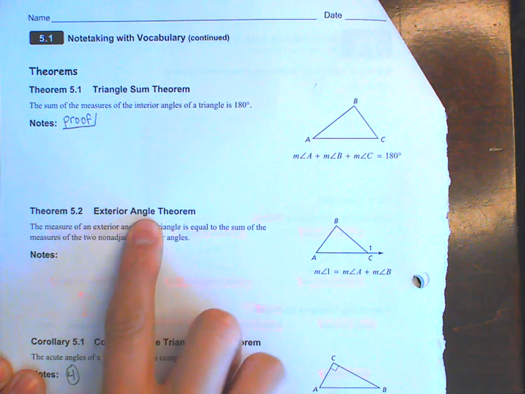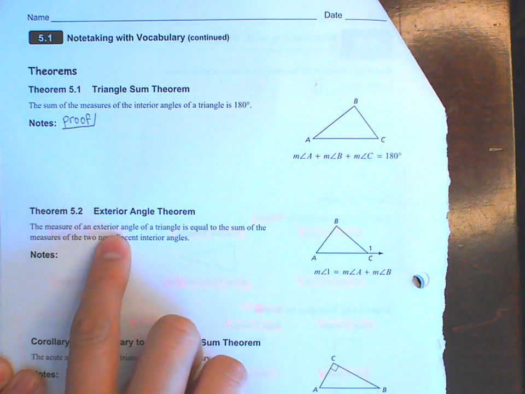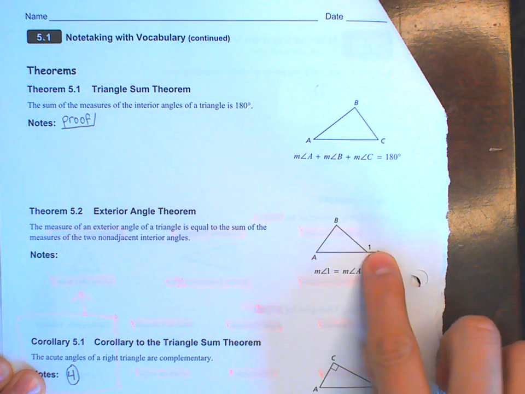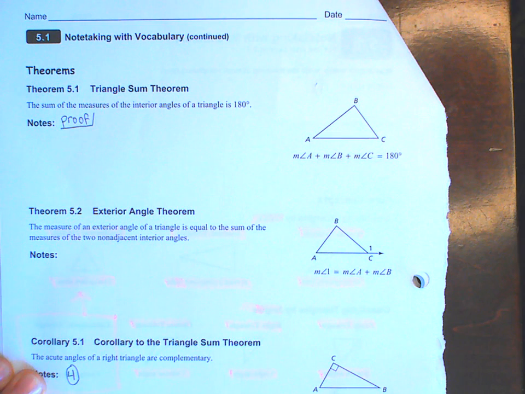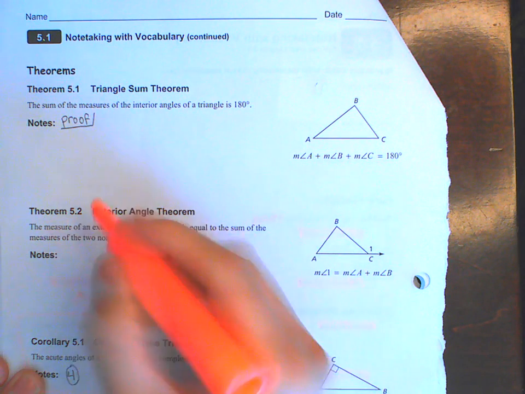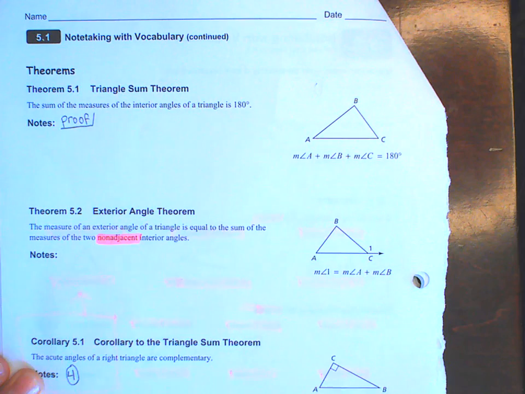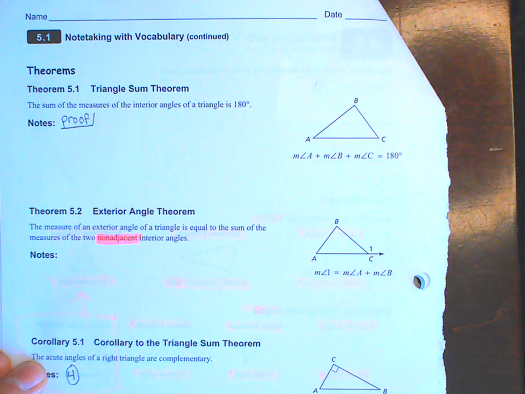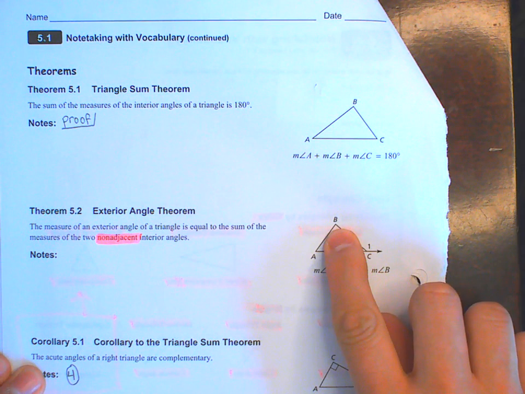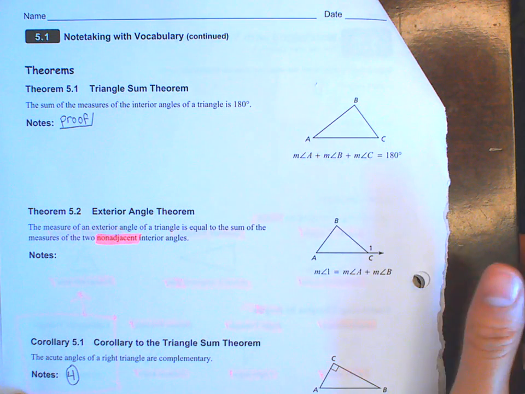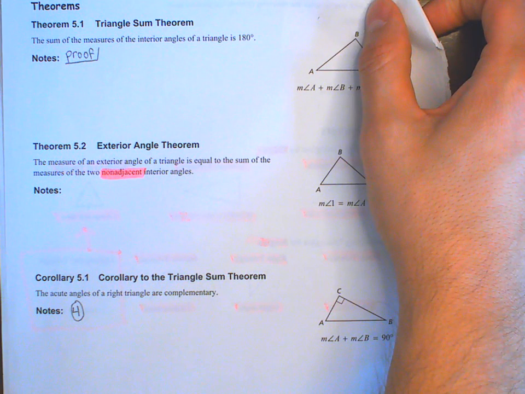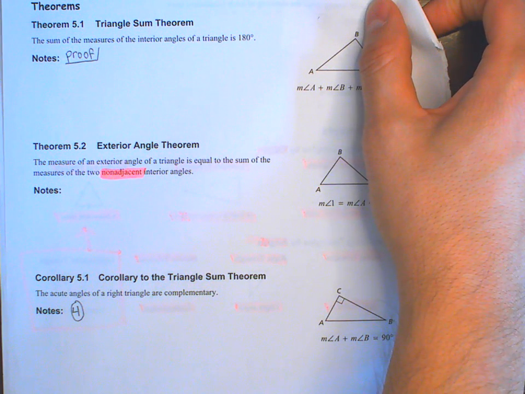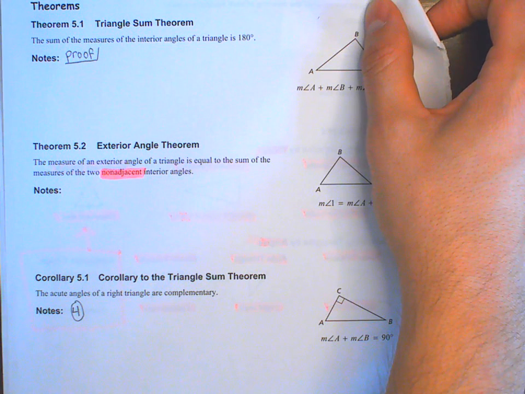The exterior angle theorem says that the measure of the exterior angle of a triangle, meaning this one, is equal to the sum of the measures of the two non-adjacent interior angles. Here's the key word, non-adjacent interior angles, meaning angle A and angle B. And we already saw an example of how that worked. Now, a corollary, probably you haven't heard the word corollary yet. A corollary is kind of like the cousin of a theorem. It's related to a major theorem, but it's kind of like a subset of a theorem.